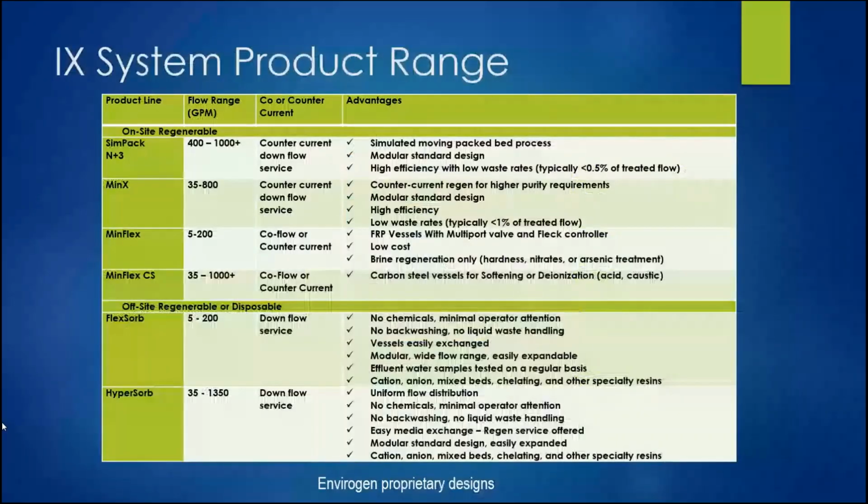This chart depicts the full range of IX products we offer, including on-site and off-site regenerable co- and counterflow regenerations for flow rates from 5 up to thousands of GPM. Let us know how we can assist you with your next project.